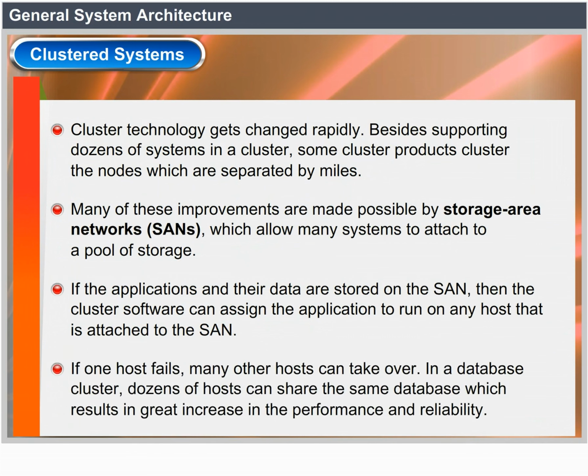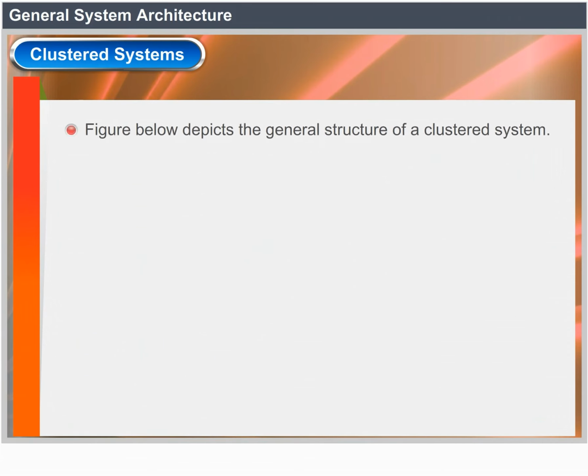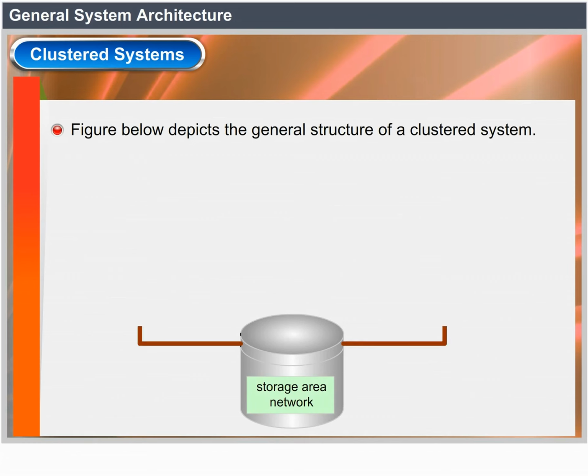If the host fails, then any other host can take over. In a database cluster, dozens of hosts can share the same database, greatly increasing performance and reliability. The figure below depicts the general structure of a clustered system.